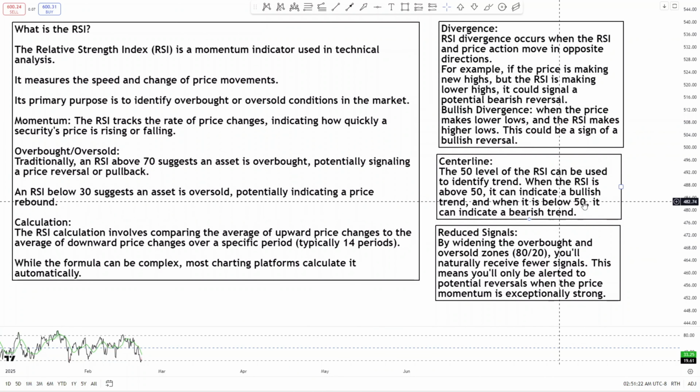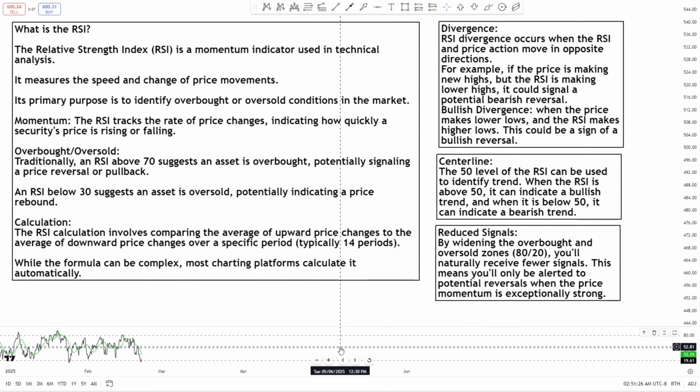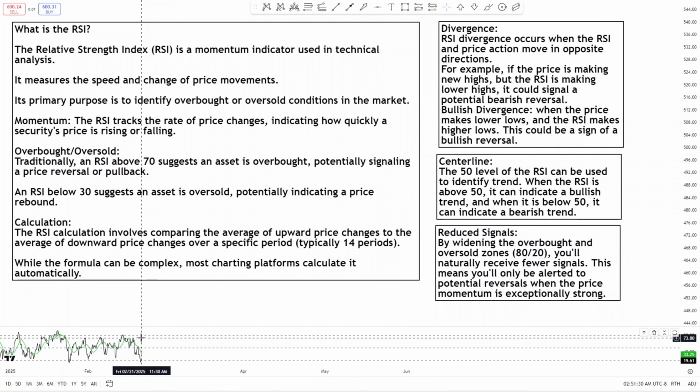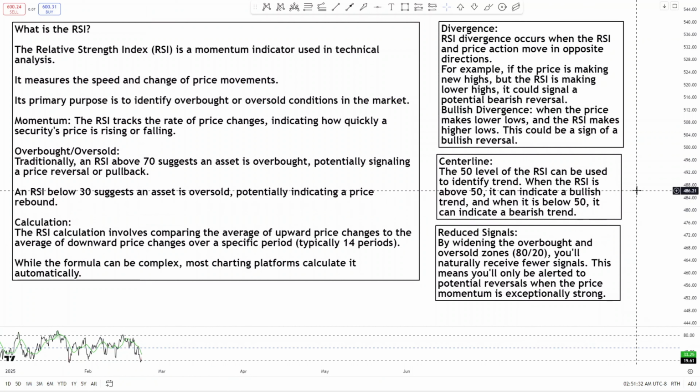Something that's not spoken of, and I want to be the one to talk about it, is that center line. I don't talk about it often because I'm usually concerned with the overbought and oversold. But if you're doing more trend continuation and you're looking to enter on pullbacks and stuff like that, the 50 is in the center. Okay, the 50 level of the RSI can be used to identify trend. When the RSI is above 50, it can indicate a bullish trend. When it's below 50, it can indicate a bearish trend.